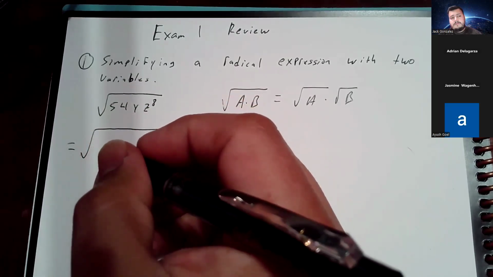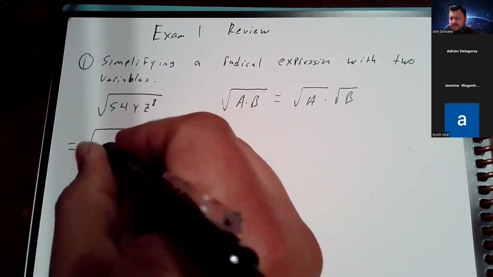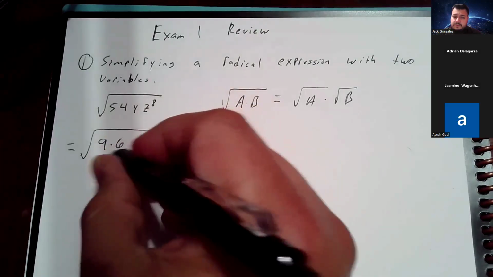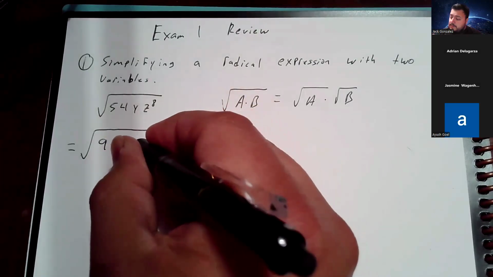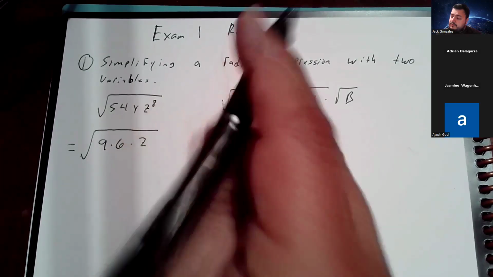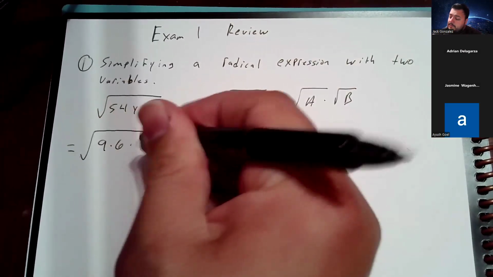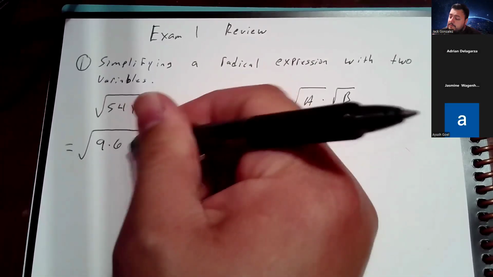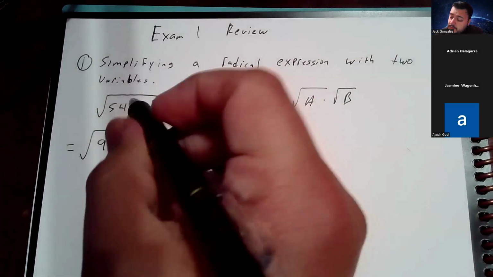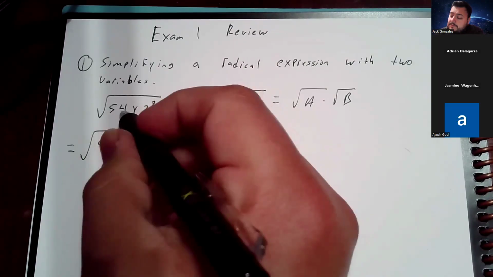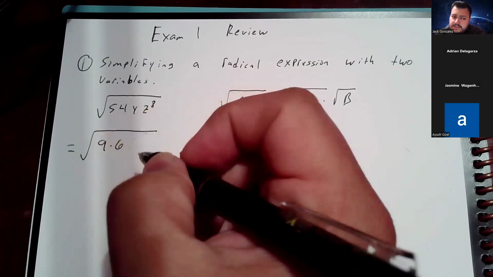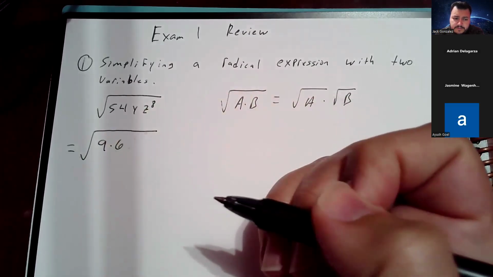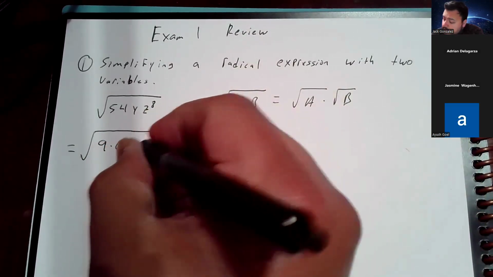54 is 9 times 6, right? So I'm choosing these factors on purpose, and I'm putting the z, well, I'll move it in a second. But whenever you have a number inside the radical, you're looking for a squared factor. So like 4, 16, 9, those kinds of numbers. 9 is the best one, the biggest one. That's why it's chosen.